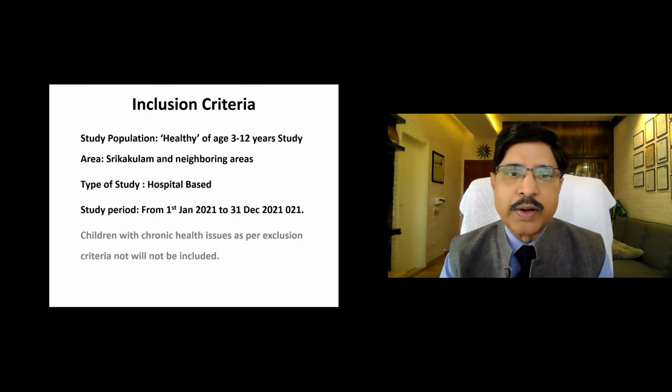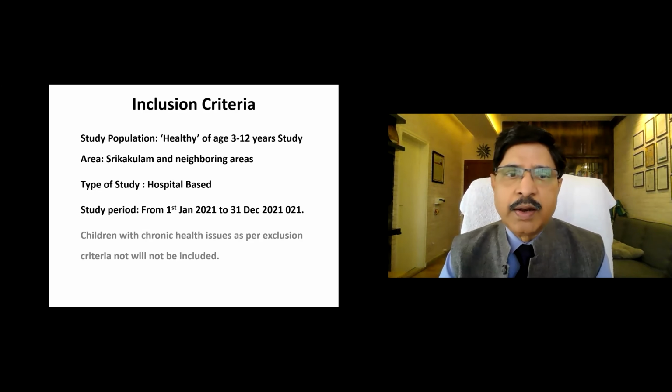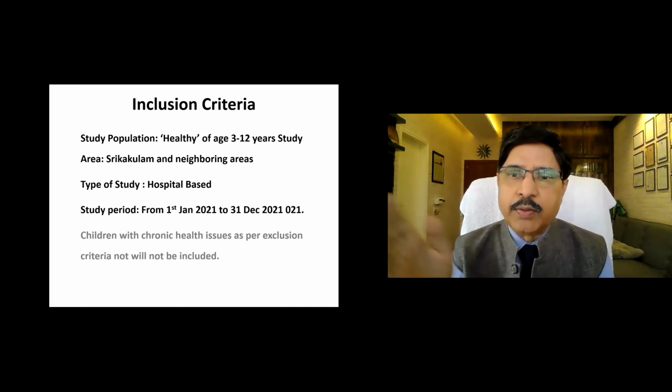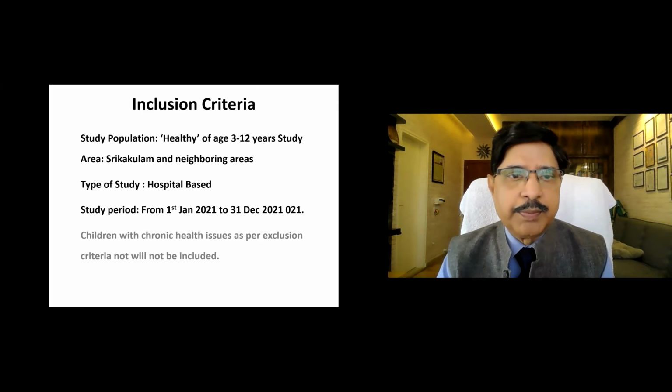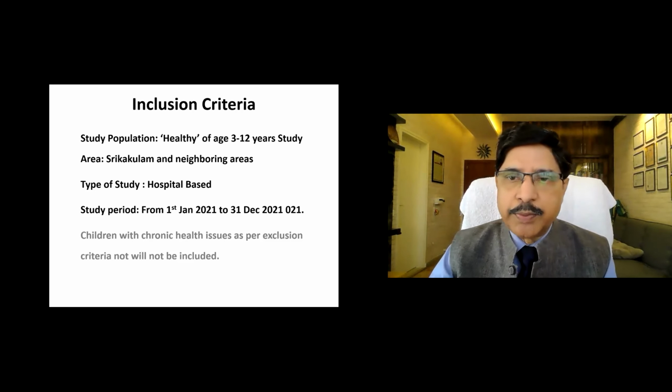So what is the study period? Recruitment period is around 1 year. So 1st January we start. Not all children are recruited in 1 year. We start, and within 1 month or so, we complete the recruitment. And the follow-up will be 6 months and 12 months from the day of recruitment. So that will be the inclusion criteria. Children with chronic illnesses will be excluded.